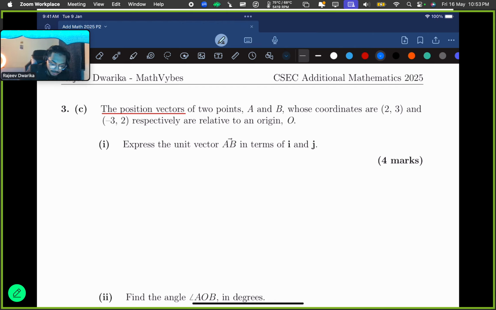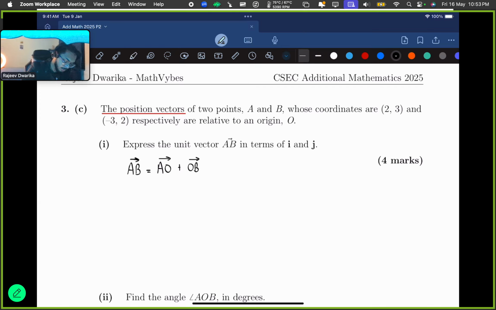So we want to find, okay, they're giving us the position vectors A and B. Position vectors means that the vector starts at the origin. So you see in A, 2 3 is really O to A, 2 3. You see in minus 3 2, that's really O to B, minus 3 2. And so if I want to go from A to B, I would have to go from A to O first, A to O, and then O to B.